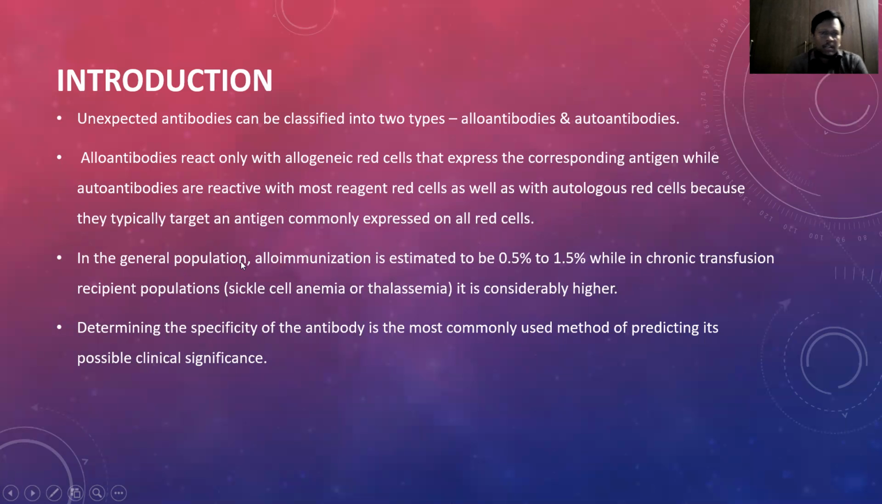cells. In the general population, alloimmunization is estimated to be as low as 0.5 to 1.5%, while in chronic transfusion recipient populations such as patients suffering from sickle cell anemia or thalassemia, it is considerably higher, around 10%. So determining the specificity of the antibody is the most important and most commonly used method for predicting its possible clinical significance in cases of blood transfusion.